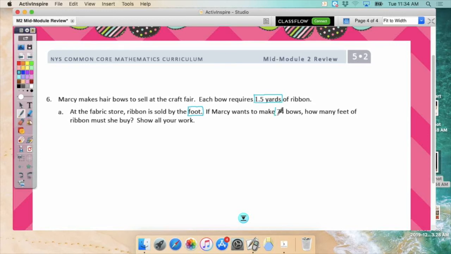All right, so the first thing I have to do, I want to change it to feet, but I want to do that at the end. So I want to start out with yards, okay? We know that each bow is 1.5 yards, right? So write each bow up here, because I need you to remember this for later. 1.5 yards, okay? Each bow. And how many bows is she going to make? 74 bows. And you're going to need to remember that also. Okay?